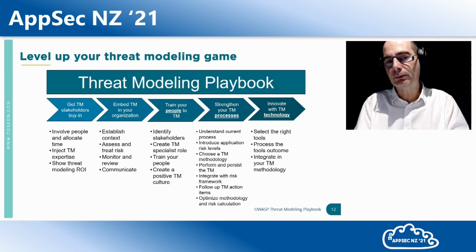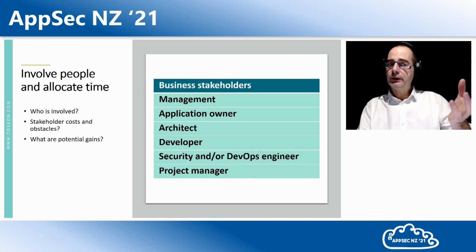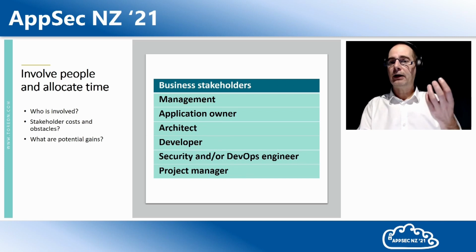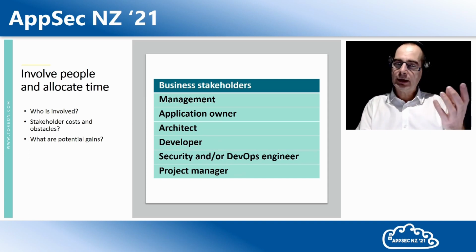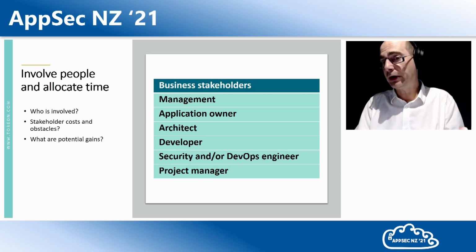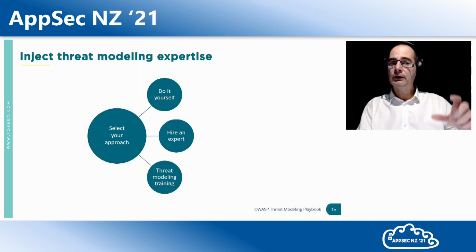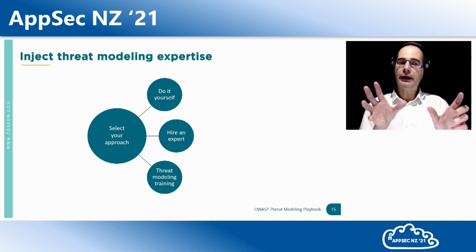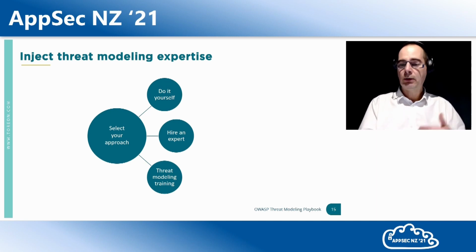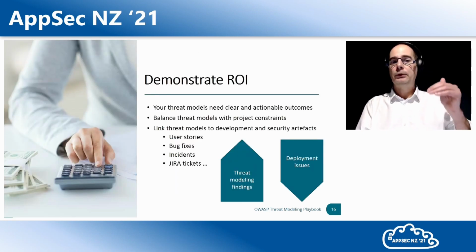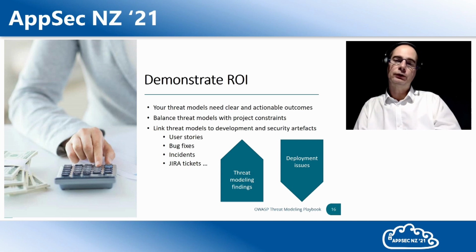What you see here are the steps in each of these stages that you can take. The first and foremost thing to do is to make sure that you have stakeholder buy-in, that you identify who's going to be involved in your organization. The list is here, but make sure that you understand what their potential obstacles might be, what the gains are for them, and that they're convinced of the added value of threat modeling. Once you have done that, make sure that you also have a strategy to inject threat modeling expertise. Either you can do it yourself, you hire an expert, or you do some threat modeling training, but make sure that you have a decent approach here. Then demonstrate what you've done in terms of return on investment, by measuring the outcomes of threat models.